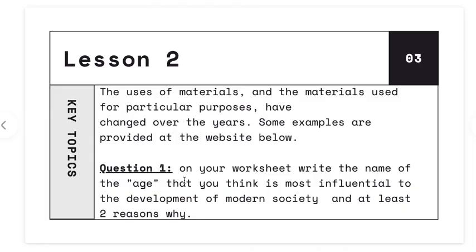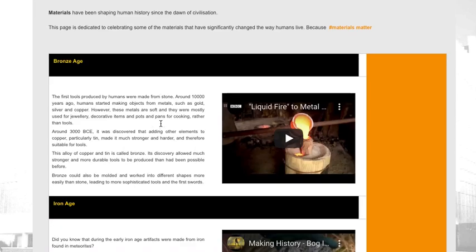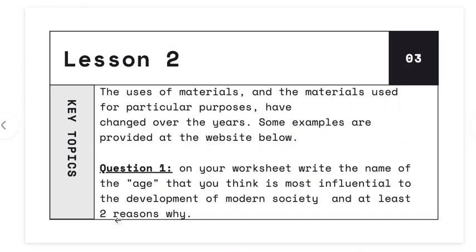So our question, the first thing that we need to complete is this. Question 1. On your worksheet, write the name of the age that you think is most influential to the development of modern society and at least 2 reasons why. So if we have a look, you might think that the Bronze Age is the most important age. And what you need to do is investigate the Bronze Age and give 2 reasons why you think it is the most important age to the development of modern society.